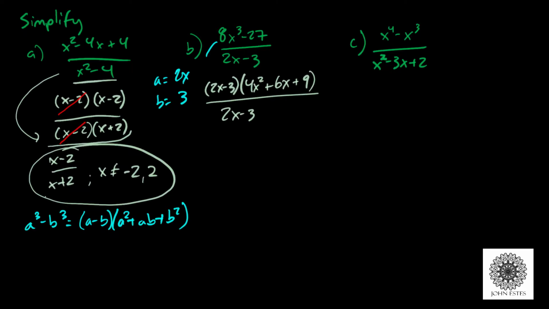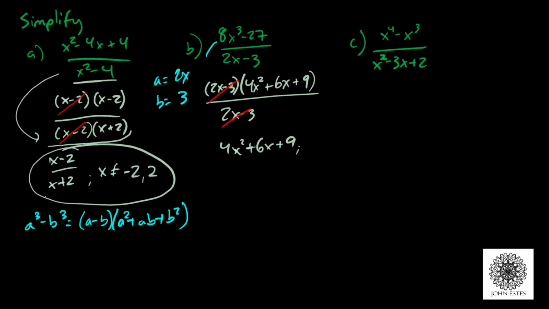minus 3. And so then I can see the 2x minus 3's cancel out. And what I'm left with is 4x squared plus 6x plus 9 all over 1. So we'll just write it like that, like a polynomial. And I do need to mention my restriction.